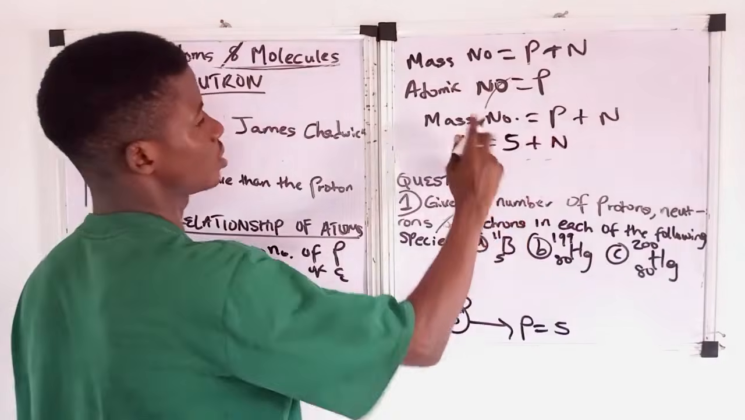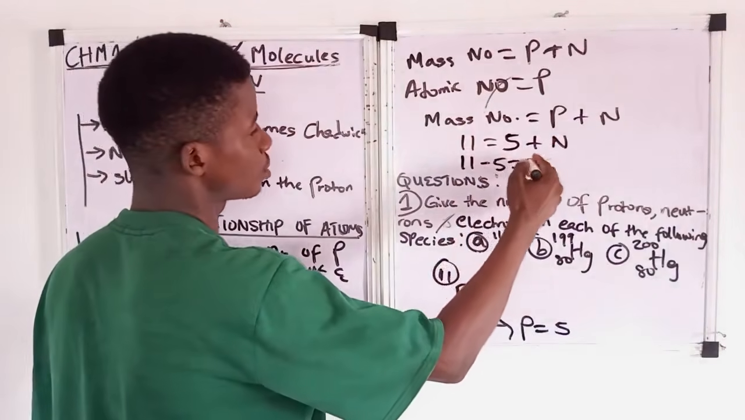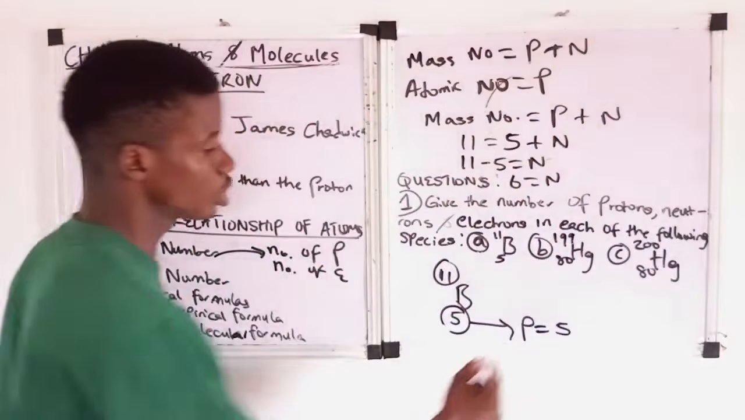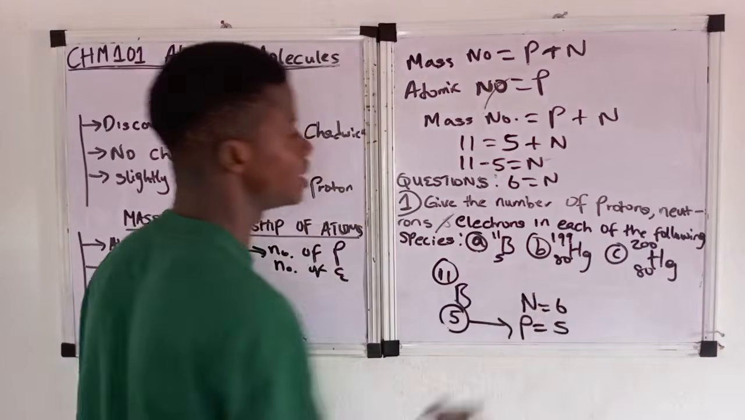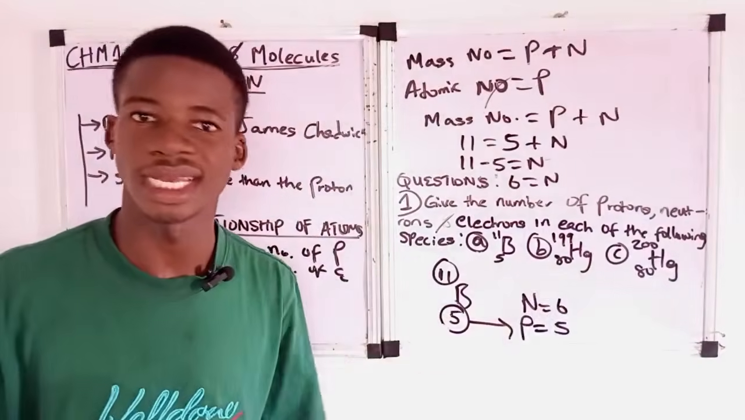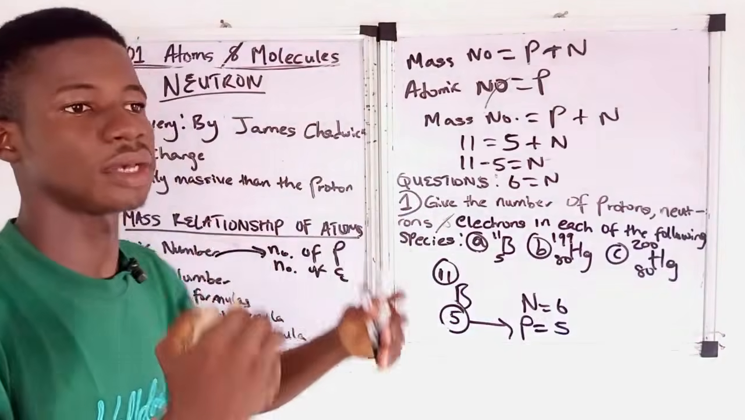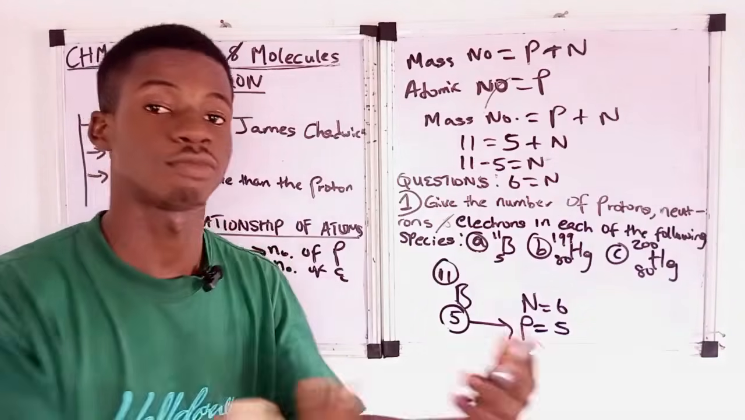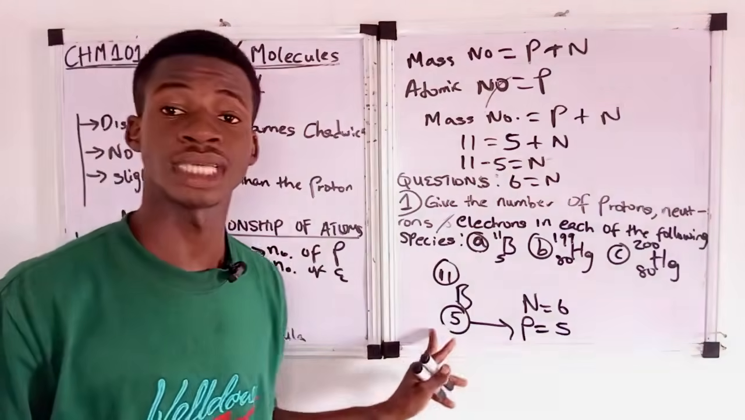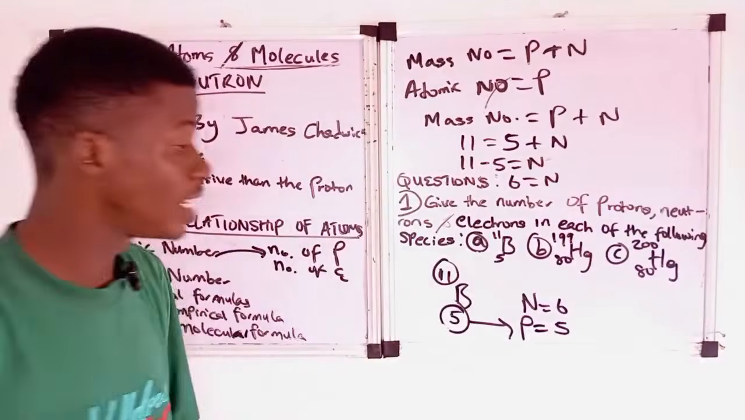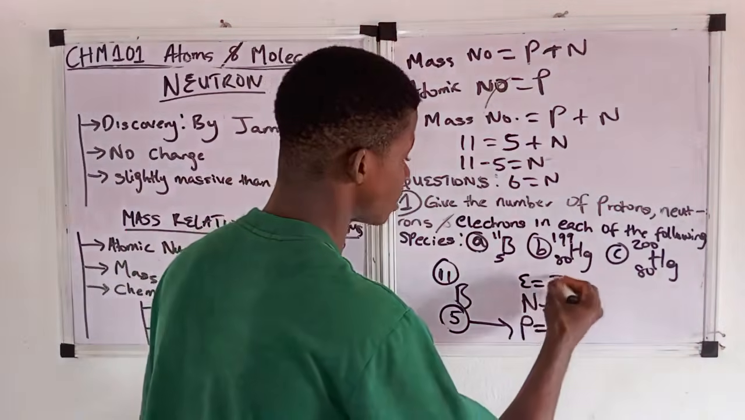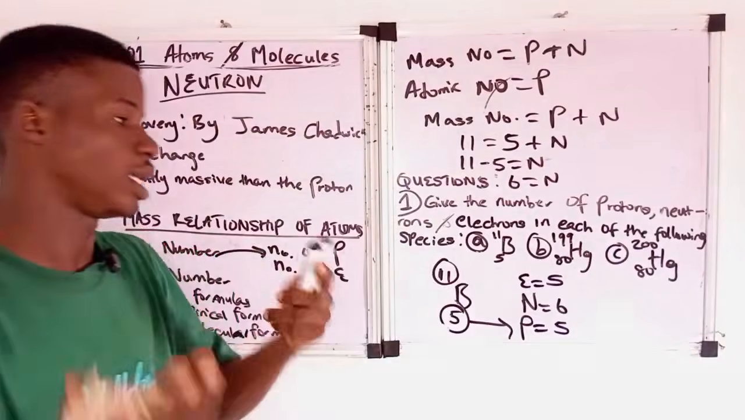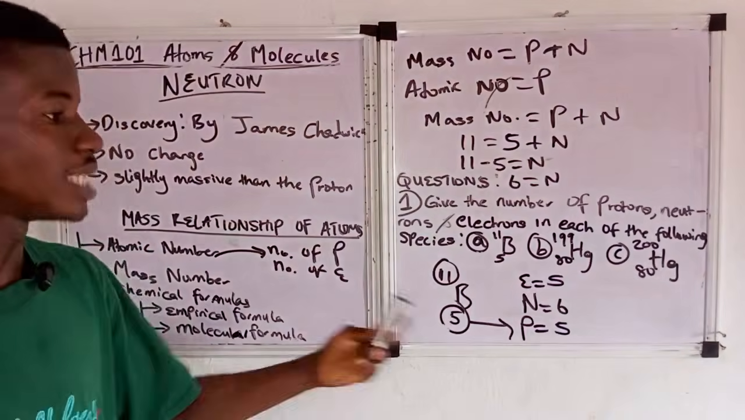So it's very easy. Take it to the other side: 11 minus 5 equals n, right? So 11 minus 5 is 6. Therefore the neutron number of this atom is 6. Now what about electrons? I told you earlier that in a neutral atom, the number of protons equals the number of electrons, or the number of electrons equals the number of protons. The number of protons in this atom is 5, therefore the number of electrons is also 5, right? Yes, and vice versa. So this is how you can calculate.